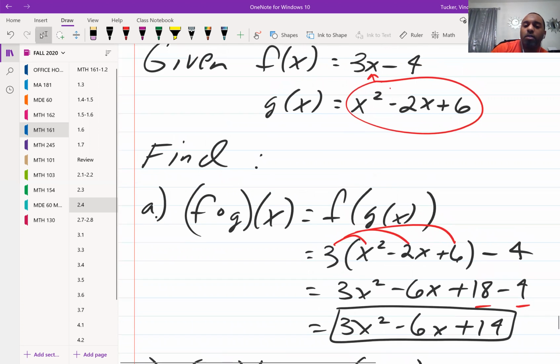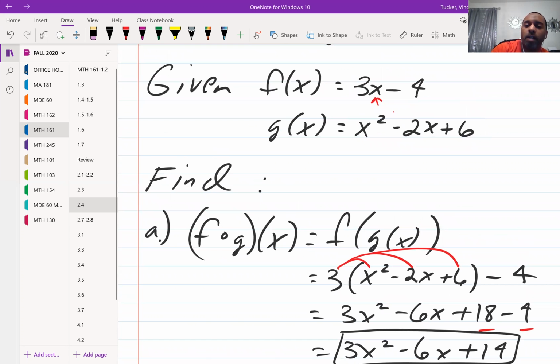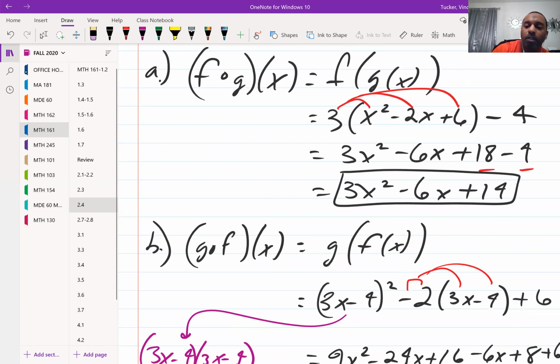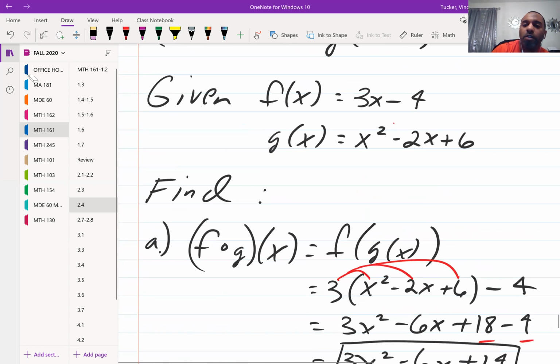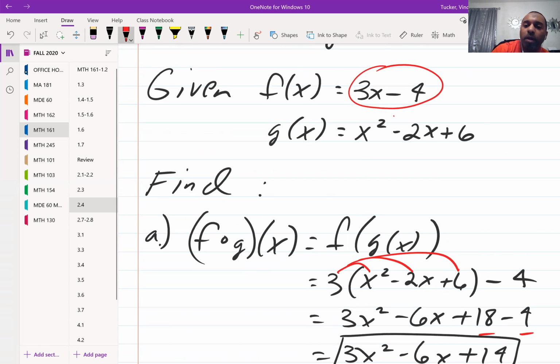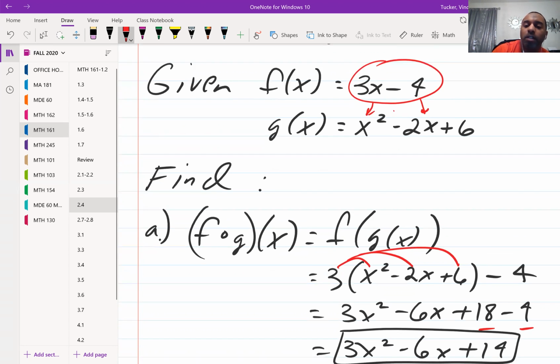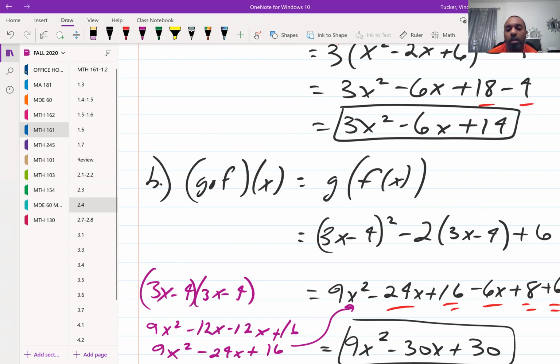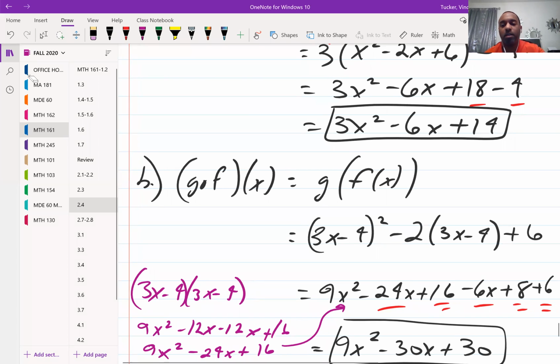All right. So now g∘f of x is actually taking the f function. If you look at what we have here, taking the f function and plugging it in to g. So we're going to take this 3x minus 4, and plug it in where we see x into that g function. So that's what we have here. 3x minus 4 squared minus 2 times 3x minus 4 plus 6.